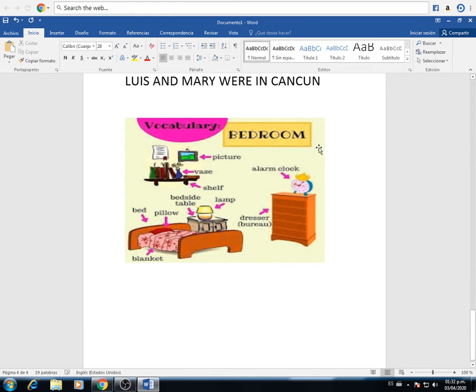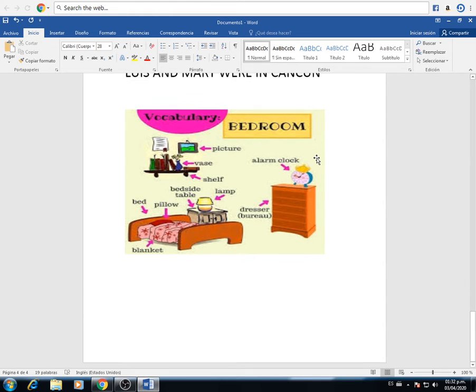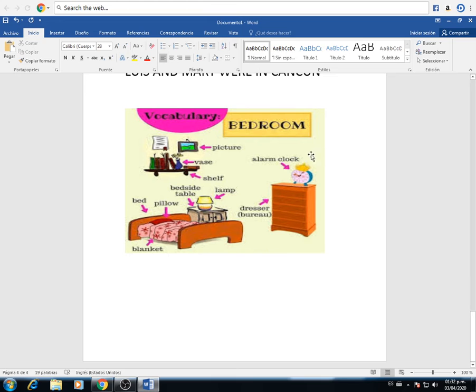Okay. This is the vocabulary of the bedroom. You can look at picture, vase, shelf, lamp, bedside table, pillow, bed, blanket, dresser, and alarm clock. And some of the vocabulary of the bedroom.